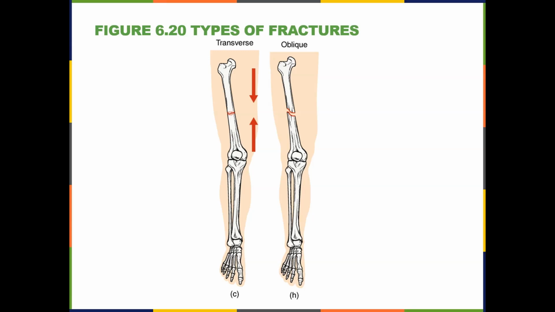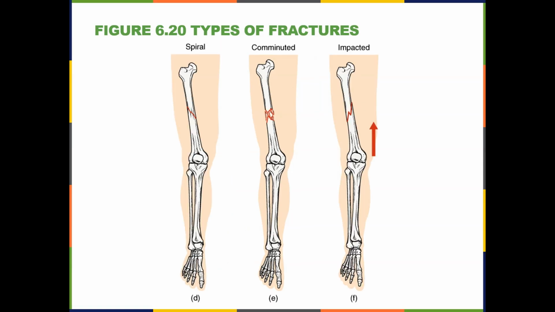In a transverse fracture, the break is 90 degrees relative to the length of the bone. In contrast, an oblique fracture is at an angle other than 90 degrees relative to the length of the bone. A spiral fracture occurs when bone segments are pulled apart by a twisting motion.